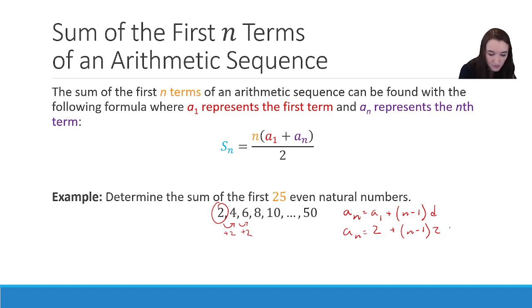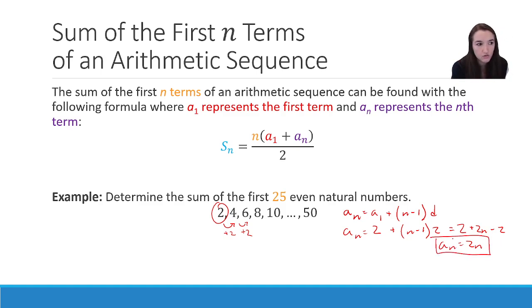All right. And we can simplify this a little bit to get 2 plus 2n minus 2. So in other words, an equals 2n, right? Okay. But our goal is S25. We're looking for the sum of the first 25 terms. So what is A25? Well, that's going to be 2 times 25, which is 50. So that's how I know that 50 is going to be my highest term.